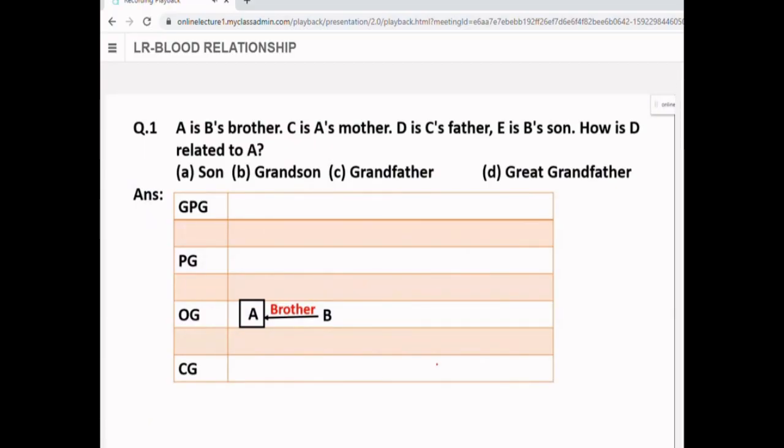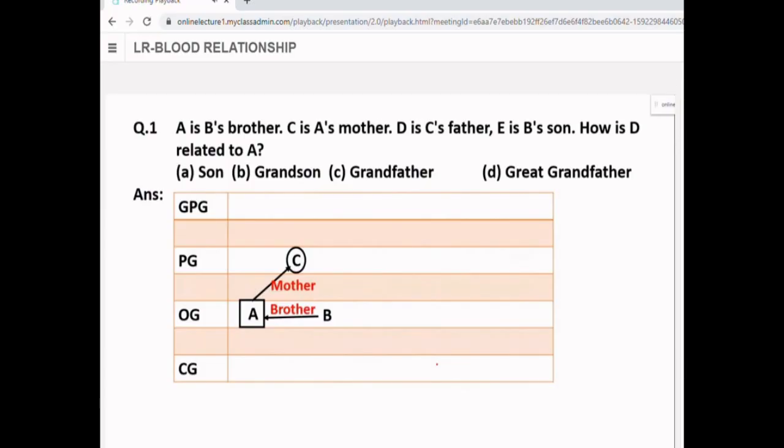Okay, next sentence. C is A's mother. Do we have A in our diagram? The answer is yes. If not, skip this sentence and go to the next one. C is A's mother. Mother means female, so a circle, and an arrow saying mother. Mother will go up. If A's son or daughter, that will go down. Mother, father will go up. Grandfather will go still one line up in the GPG line.